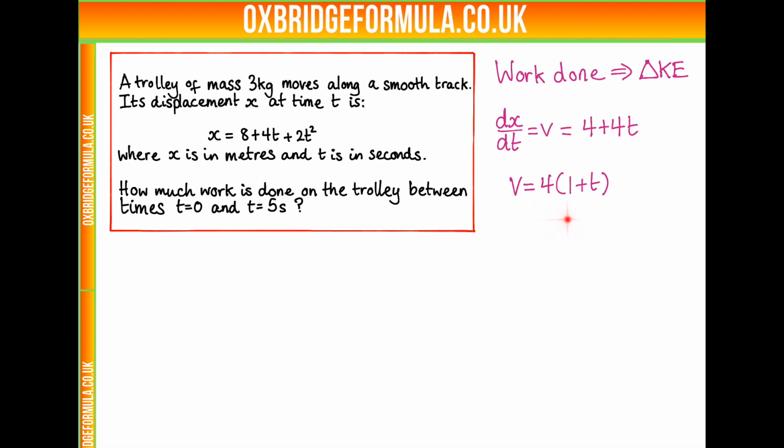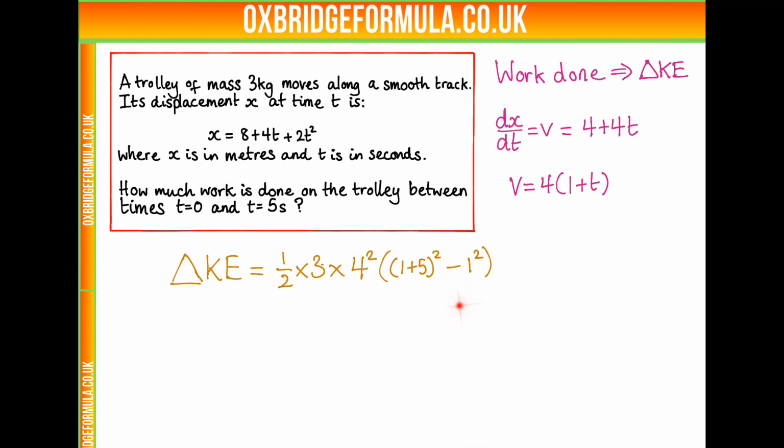So if we put this into our expression for the kinetic energy and then take the difference, then we have a half times 3 for the half times m, and then we take the factor of 4 out with 4 squared because it's v squared. Then we have the 1 plus 5 squared, 5 being the 5 seconds, minus 1 plus 0 squared, which is just 1 squared.